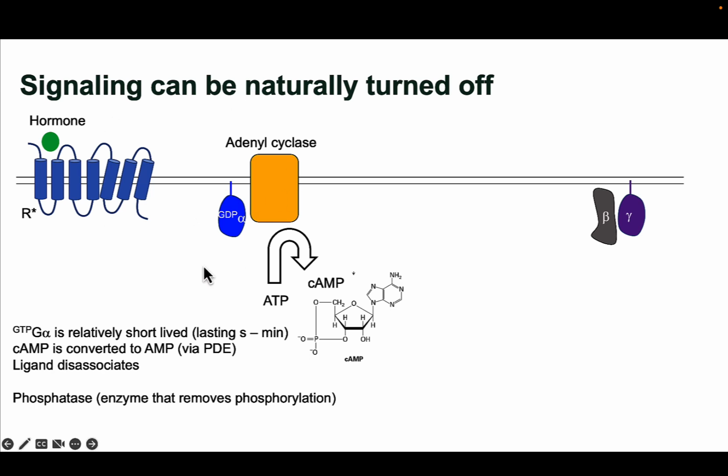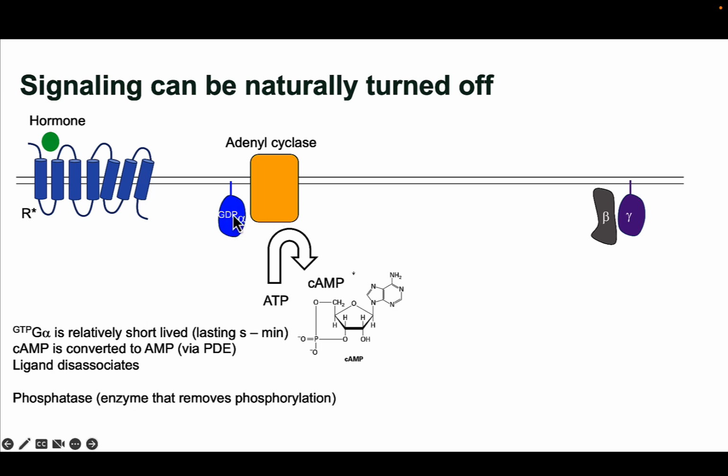So every signaling pathway needs to be regulated. We don't need to break down all of our glycogen, right? Some of it needs to be stored, right? We only need that short burst. And so I just want to talk about some ways that this pathway can be turned off.